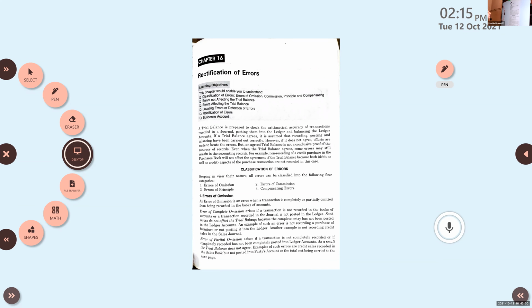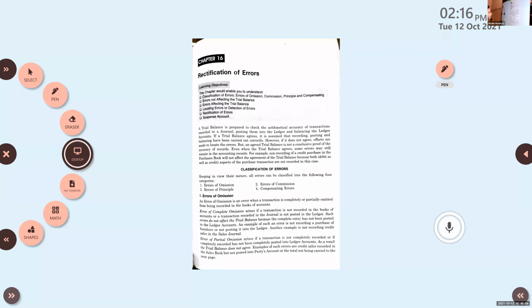But an agreed trial balance is not a conclusive proof of accuracy of records. You cannot say that if the trial balance is tallied, that means whatever is done till then is perfect. No, you cannot conclude it like that. Even though you get an agreed trial balance, still there could be mistakes. Even when trial balance agrees, some errors may still remain in the accounting records.